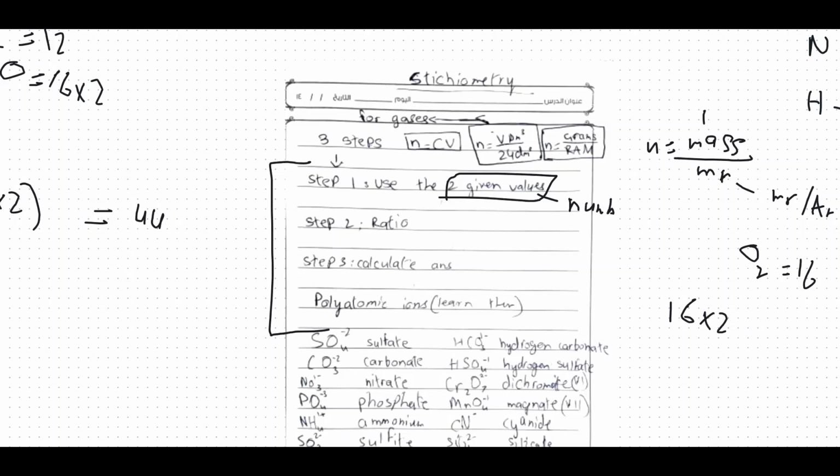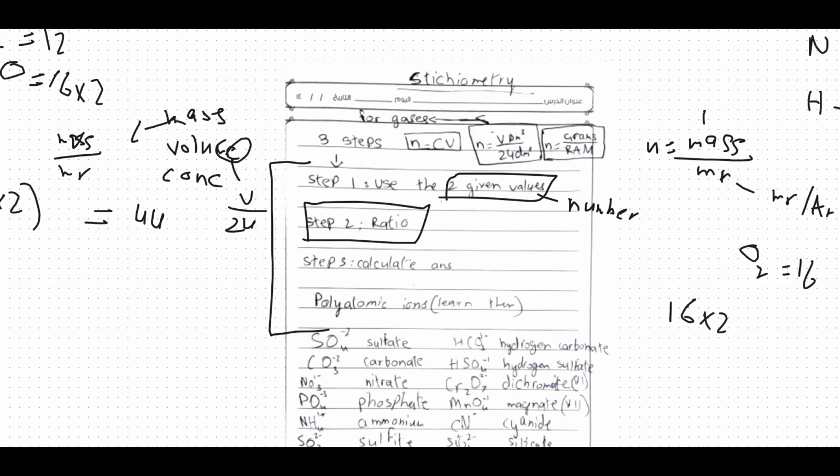They'll either give you mass, or they can give you the volume, and they can also give you concentration. So if you have mass, then you can simply use mass over Mr to find the number of moles. And if it's a gas, then they would give you volume, and you can divide the volume by 24 or 24,000, and you'll get the number of moles. So step 2 is you'll do the ratios. I'll get to what ratio is, and then step 3 is you would use that ratio to calculate the answer.